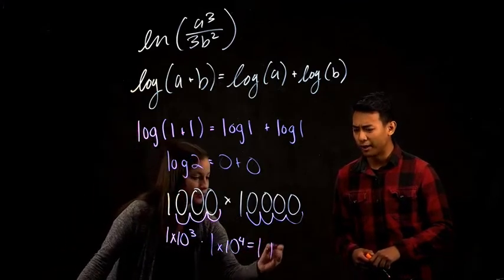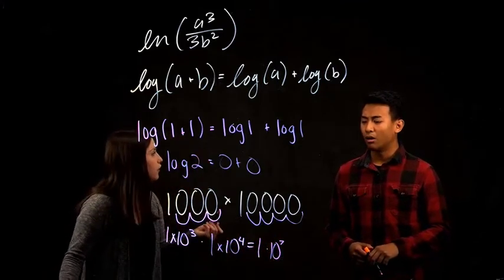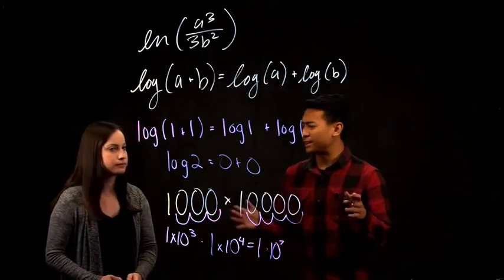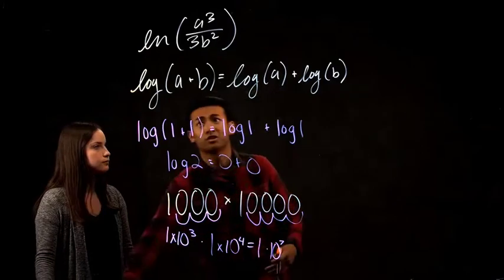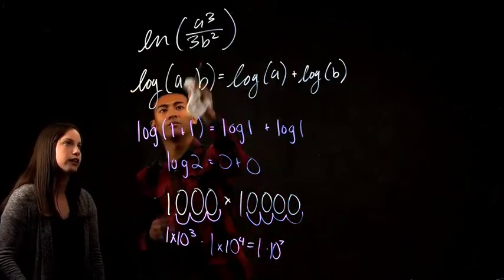So we would have 1 times 10 to the 7th, because 3 plus 4 is 7. Oh, okay. So in this case, we're using multiplication and we're adding the exponents. So let's try that here. Oh, so if we change that to multiplication, maybe that would work.